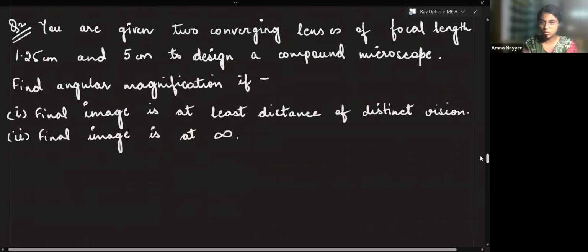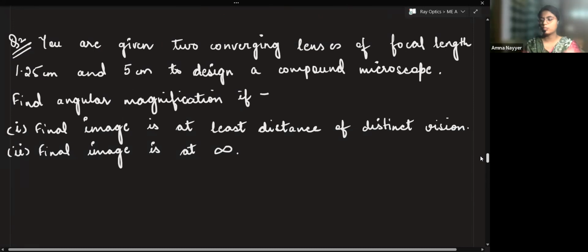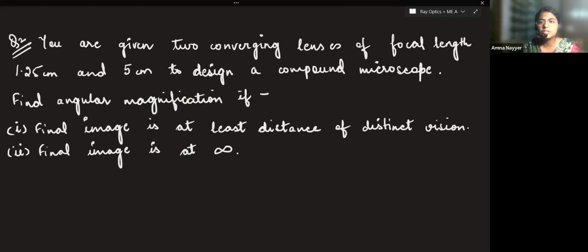Okay, let's solve a numerical on compound microscope. We didn't do any numerical on this. It says you are given two converging lenses of focal length 1.25 centimeters and 5 centimeters to design a compound microscope. So we had studied in case of compound microscope, two types of lens are required. A single lens won't work. So it says find angular magnification if final image is formed at least distance of distinct vision. And second part says when final image is formed at infinity.